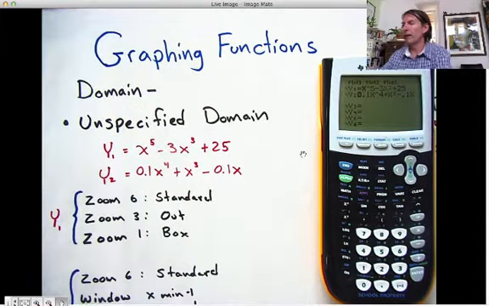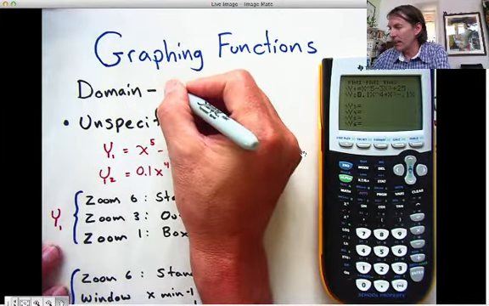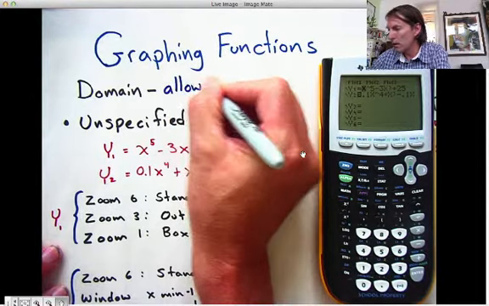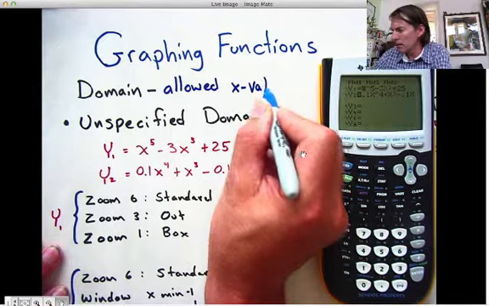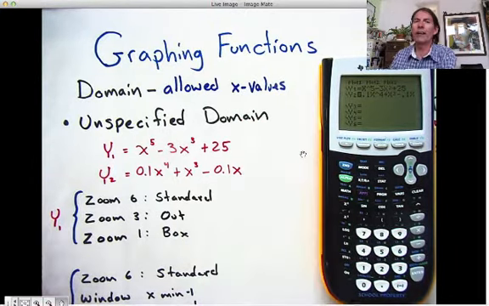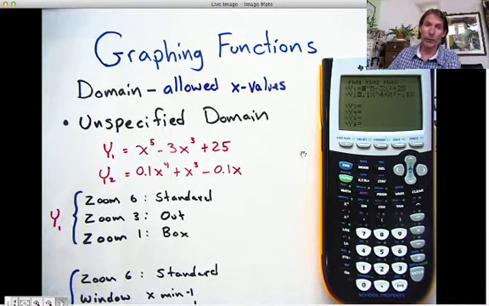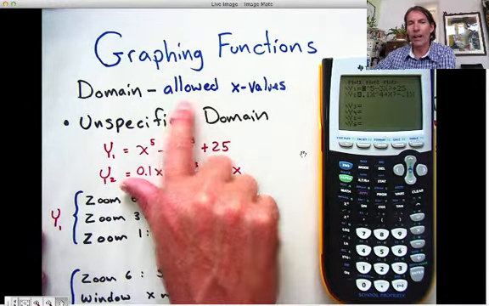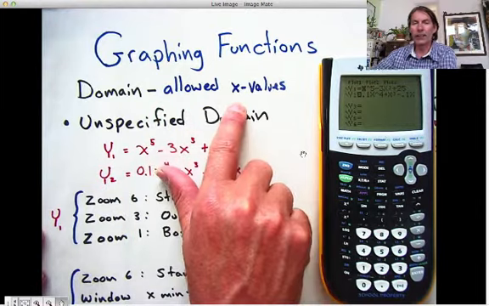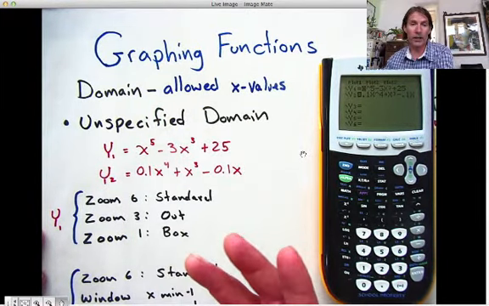And if you remember, the domain is the allowed x values. So we might know to exclude some x values because they don't make sense, like negative numbers might not make sense. Or they might not be defined, like we can't divide by 0, so 1 over x has an implied domain. But anyway, we're going to talk about the allowed domain, and that is the x values that we're going to consider for the problem.